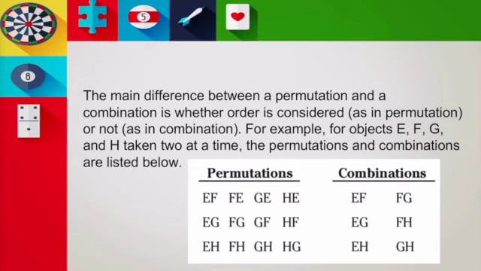So the main difference between a permutation and a combination is whether order is considered, which is a permutation, or not, which is a combination. So if we have objects E, F, G, and H taken 2 at a time, in the permutations, E, F and F, E are different because the order matters. In the combinations, E, F and F, E are the same thing. We're just taking those 2 things. So you end up with many more permutations than combinations.